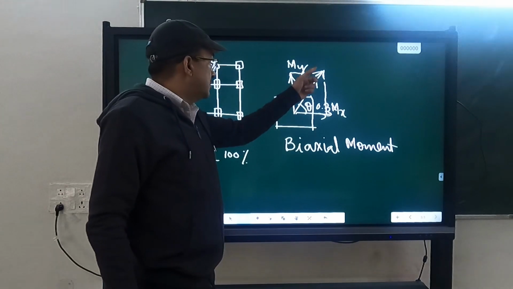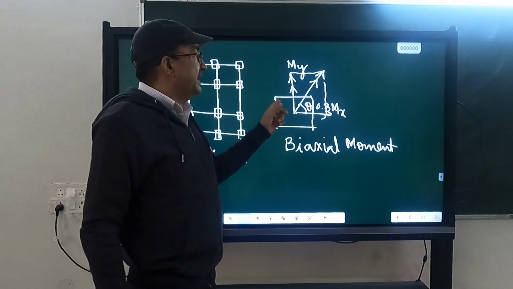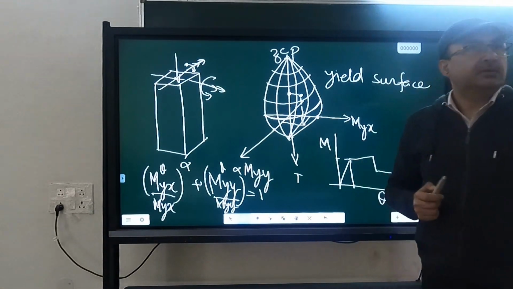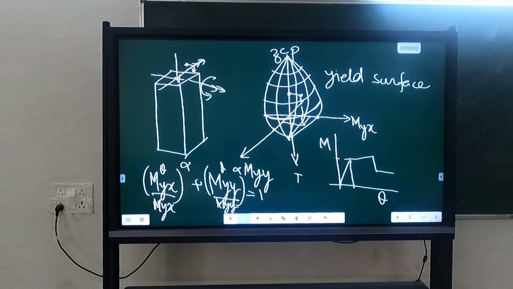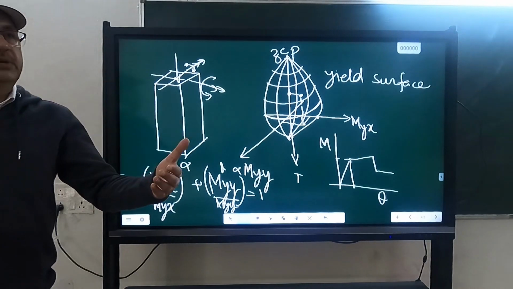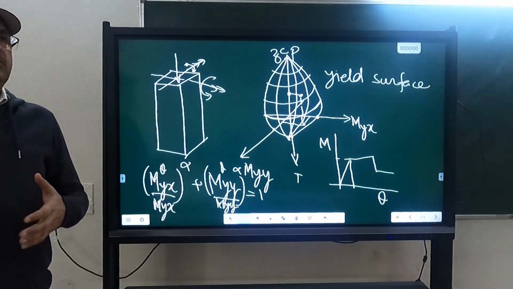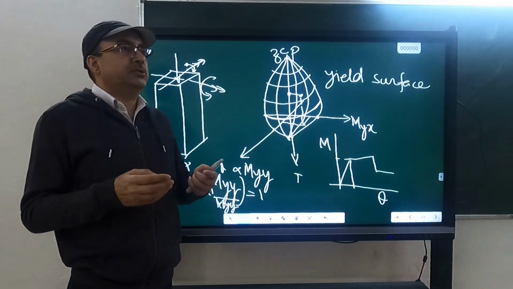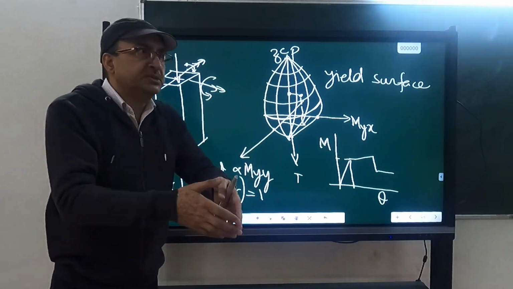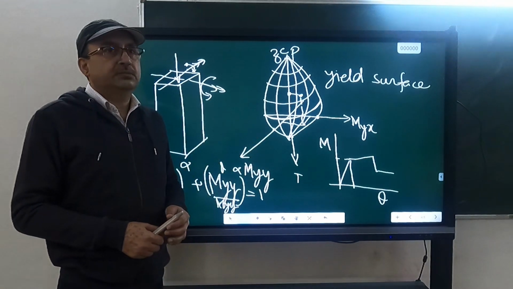To treat this condition where the moment is acting in X as well as in Y, you have to use an interaction surface, because one interaction curve can't decide that. You will need the interaction between the two moments, and the capacity of that column in yielding will depend on how much moment is acting in X and how much in Y direction, on the combination of the two. So this interaction surface is giving the yield point of our column when biaxial moments are acting on it.